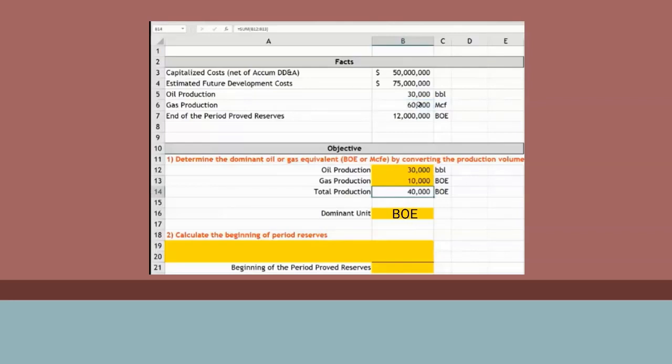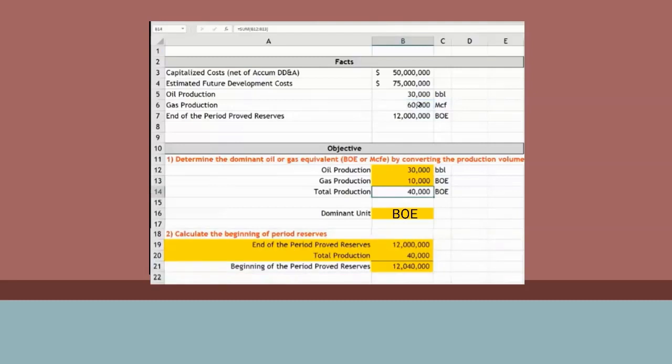Okay, now moving on, we're going to calculate the beginning of period reserves. So this is one of the first aspects in calculating your depletion rate, right? In order to calculate the beginning of period reserves, we need two things. We need the ending of the period proved reserves. So what were they at 12/31/2021? And then what was the total production in the dominant unit to be added back? So total production.